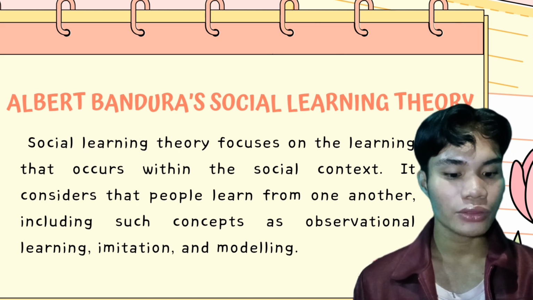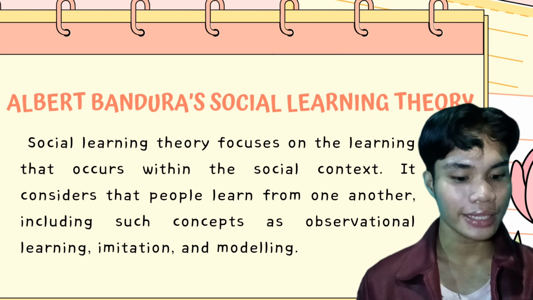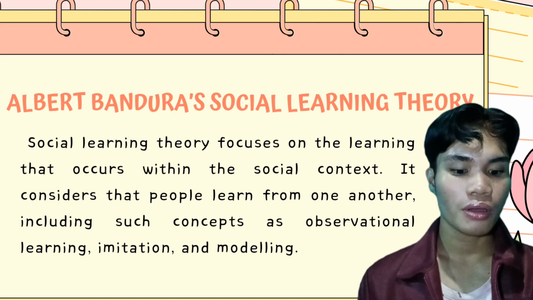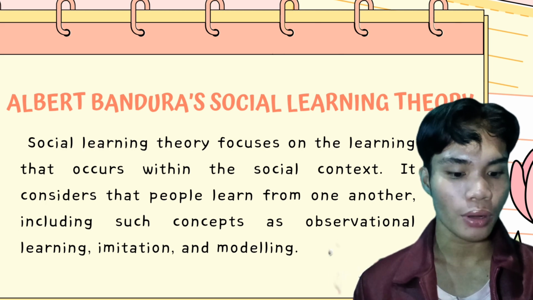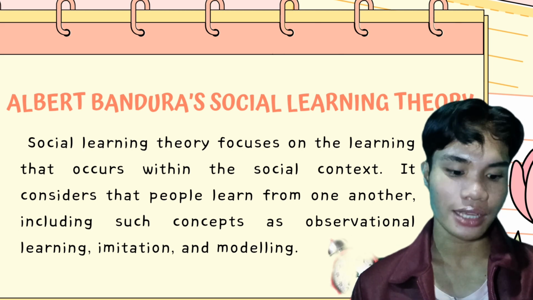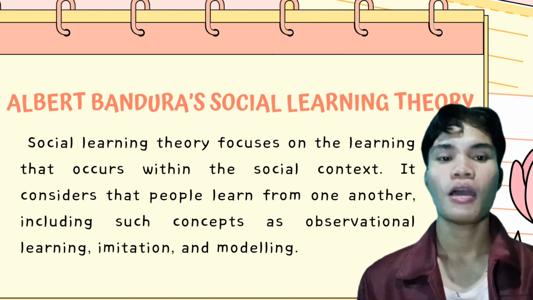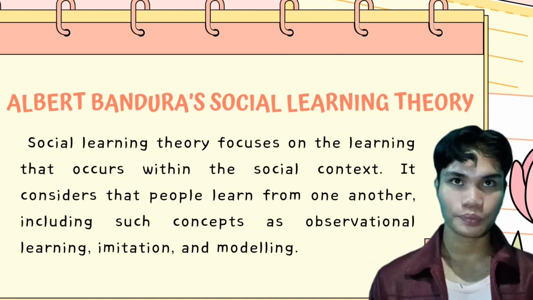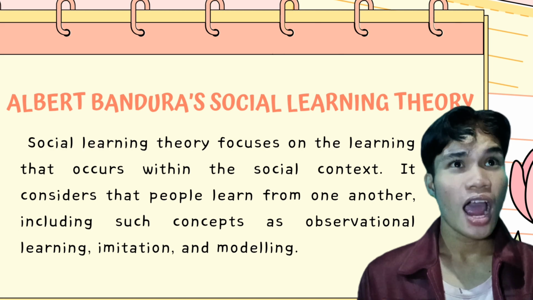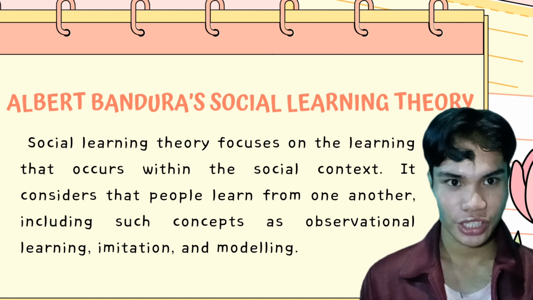So Albert Bandura's social learning theory focuses on the learning that occurs within a social context. It considers that people learn from one another, including such concepts as observational learning, imitation, and modeling. Albert Bandura's social learning theory explains how we learn from observing others in social situations.